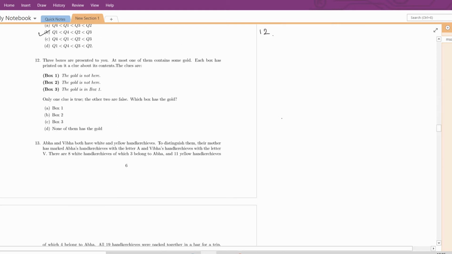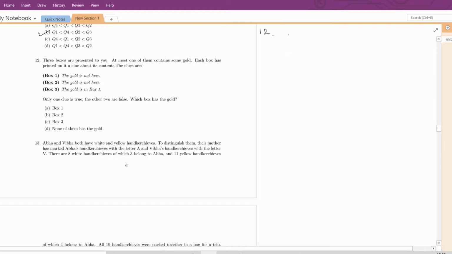Question number 12. 3 boxes are presented to you. At most one of them contains some gold. Each box has printed on it a clue about its content. The clues are: box 1, the gold is not here. Box 2, the gold is not here. And box 3, the gold is in box 1. Only one clue is true and the other 2 are false. Which box has the gold?